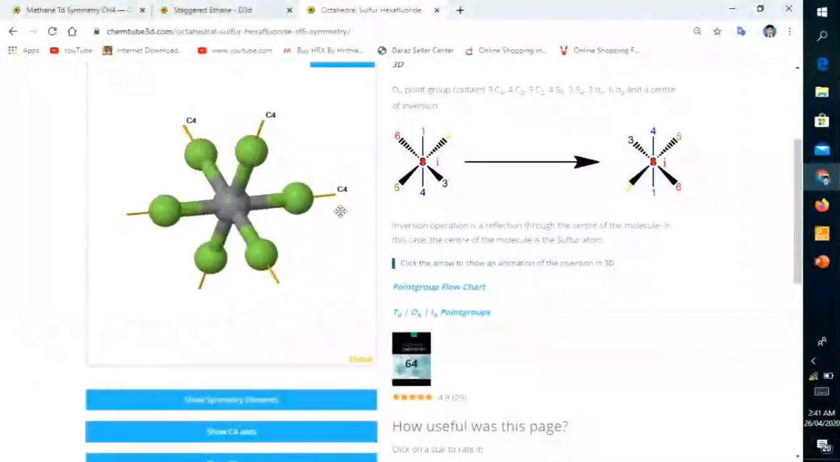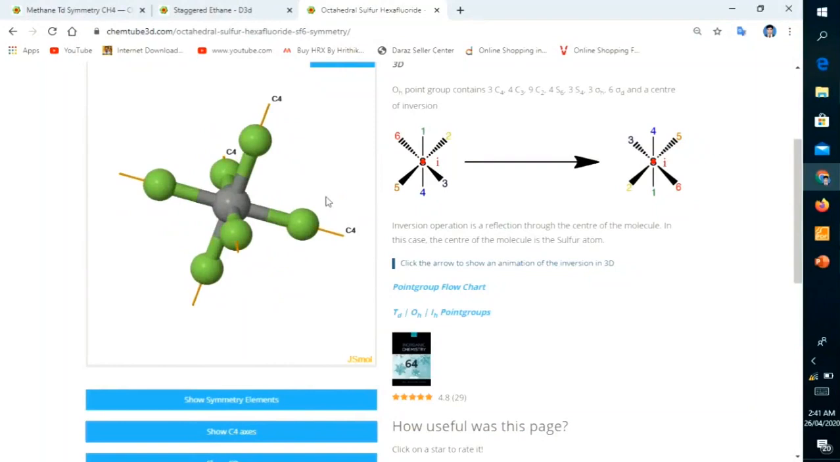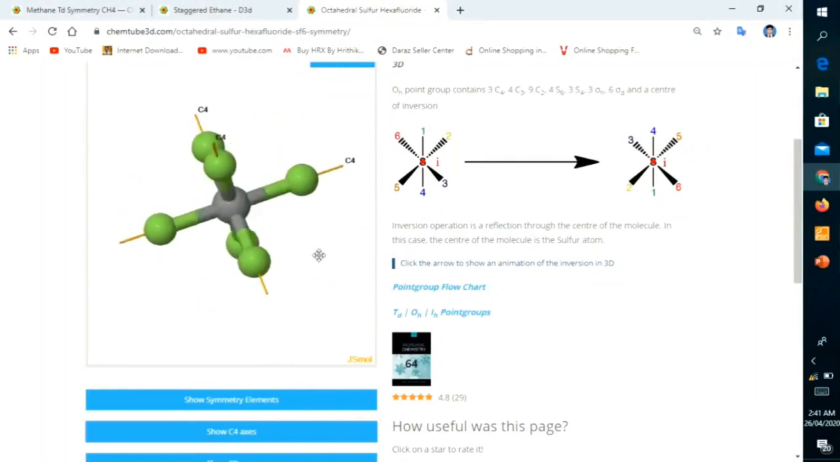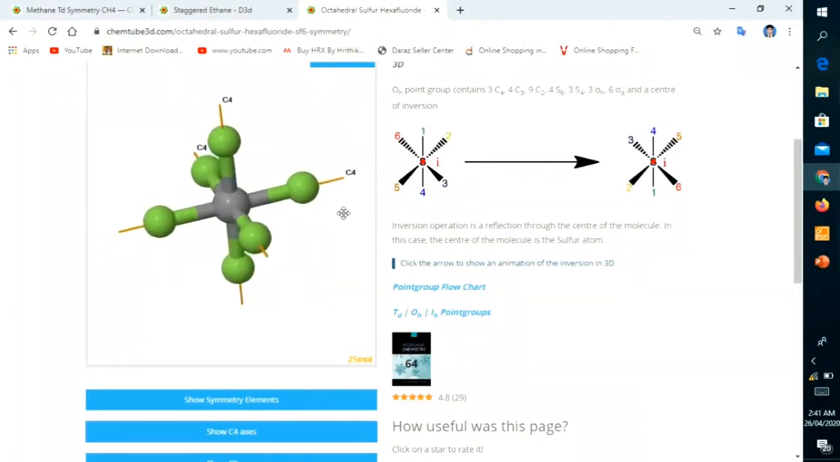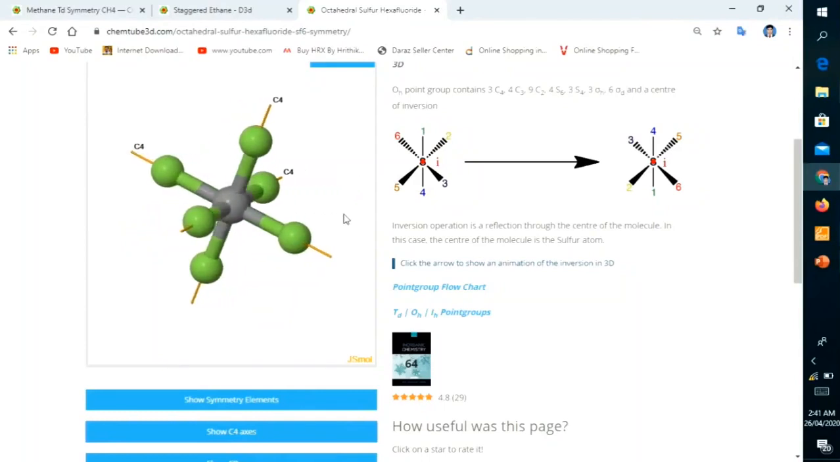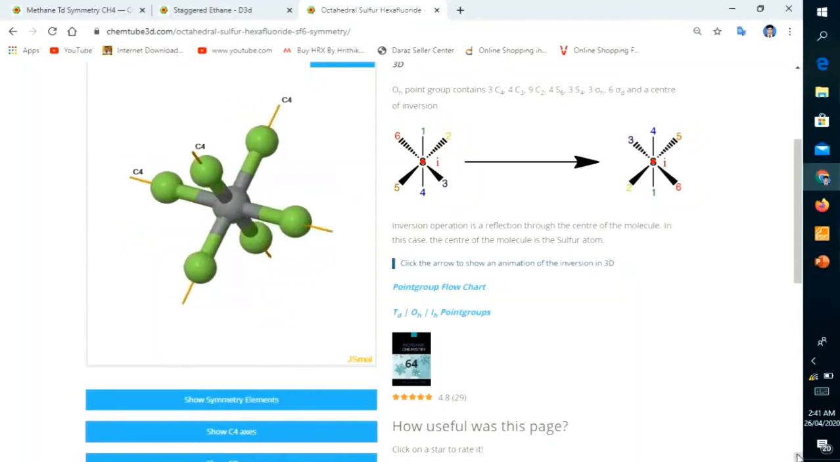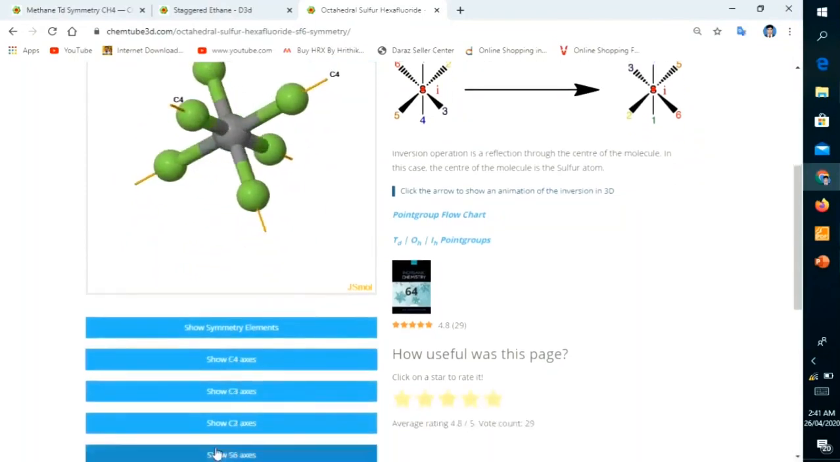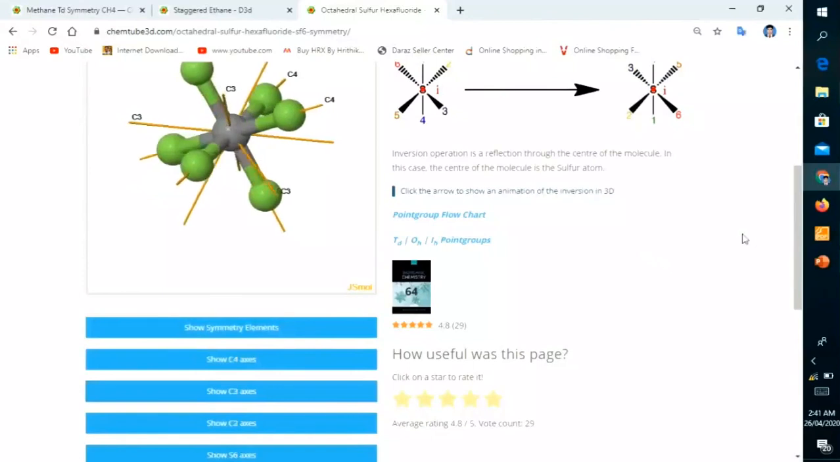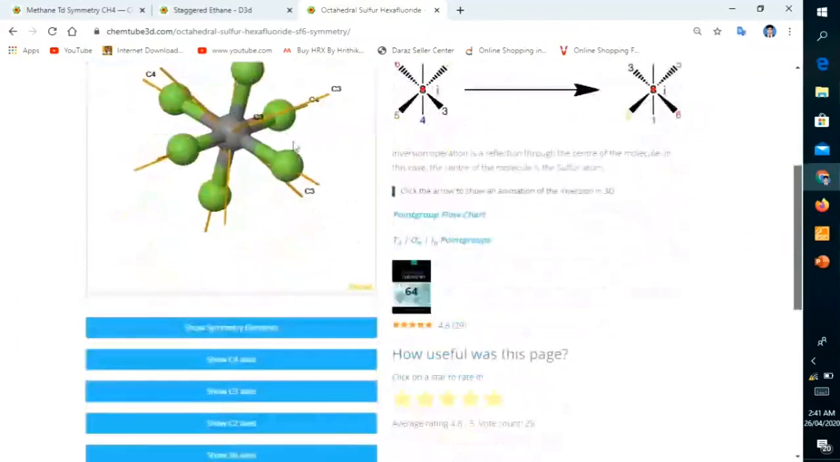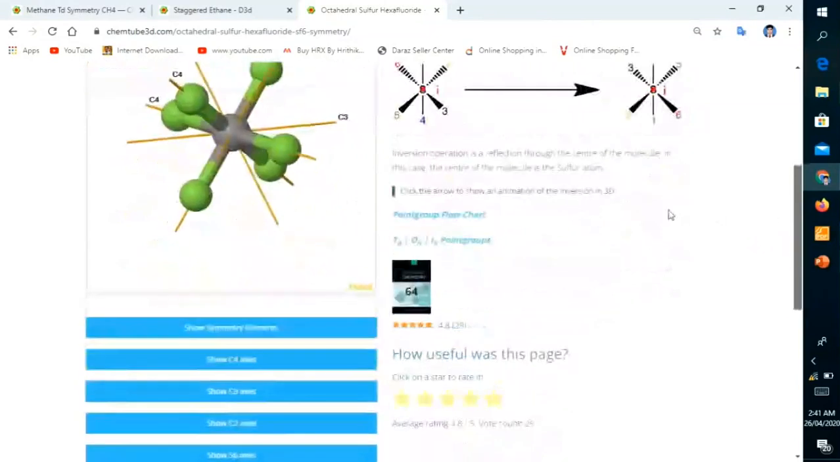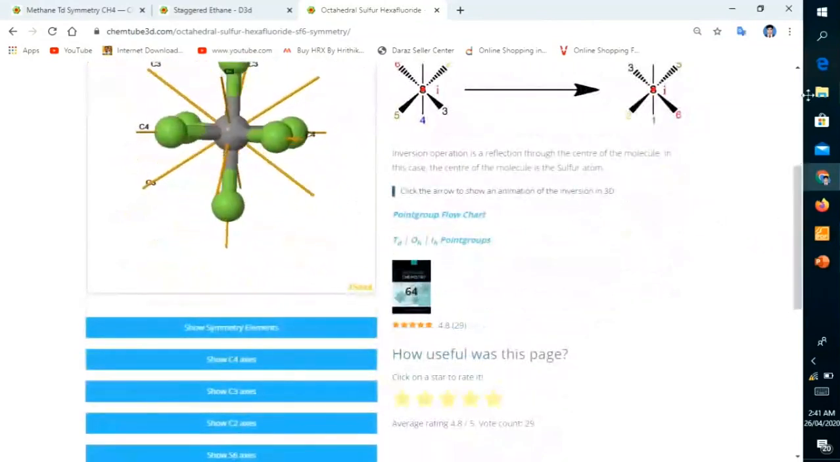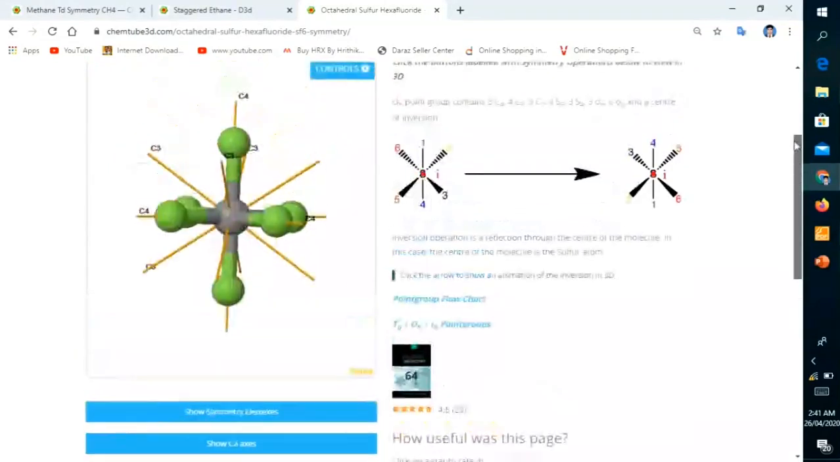This is the last example of this topic, which is SF6. It has octahedral geometry and C4 rotation is being shown. And this SF6 has 48 symmetry elements. You can see C3 axis rotation. The yellow lines represent the axis of rotation.